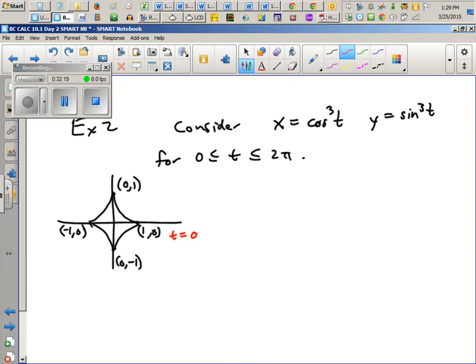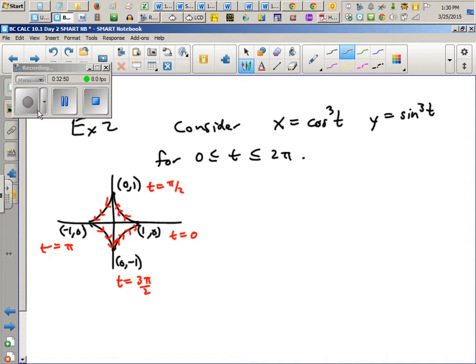If you plug in pi over 2, you actually get 0 and 1, you see. So this fits nicely with what I would have seen if I had drawn a table myself. But the orientation is this way, arrows all the way around. And I'm pretty sure that this thing didn't do a double cycle. That's very important. Did it cycle twice when we weren't aware of it? Like, did it go around 2 times?